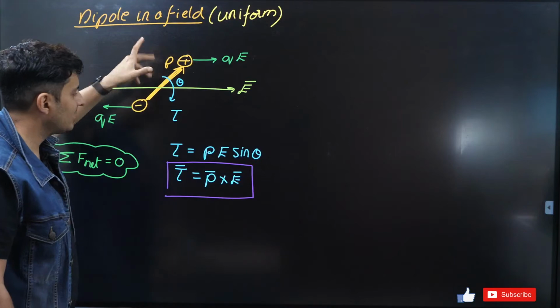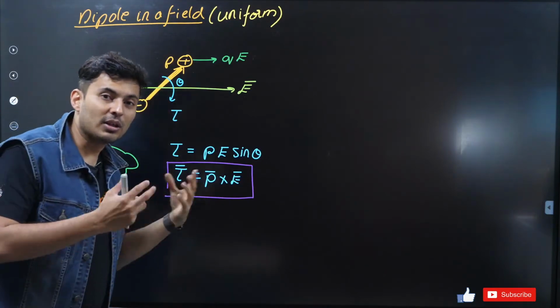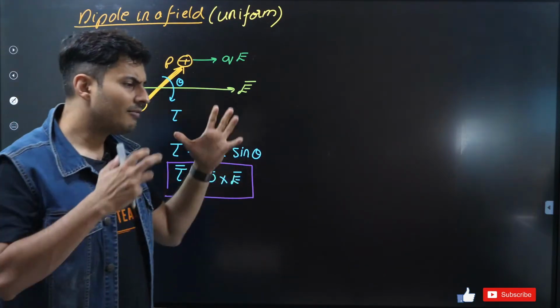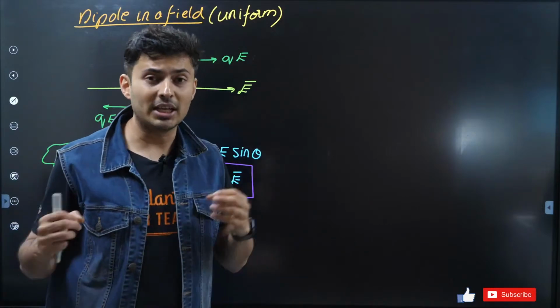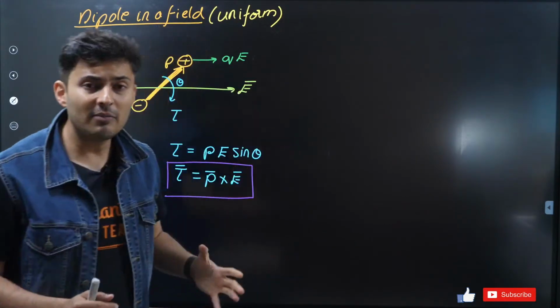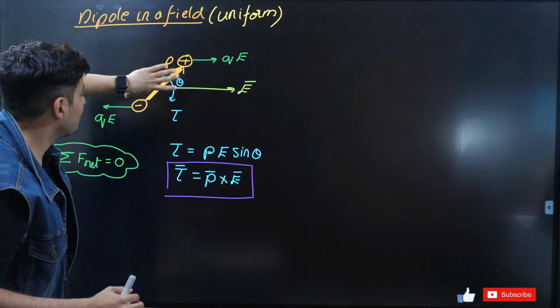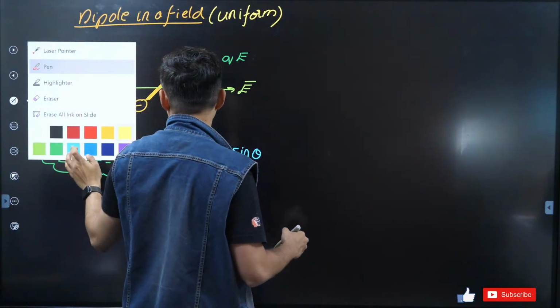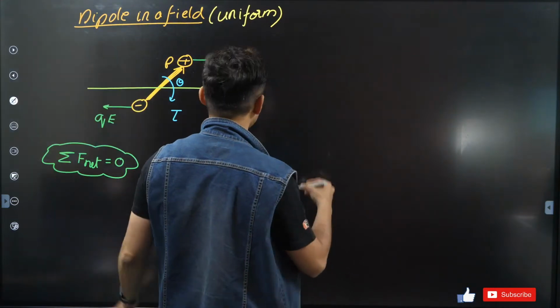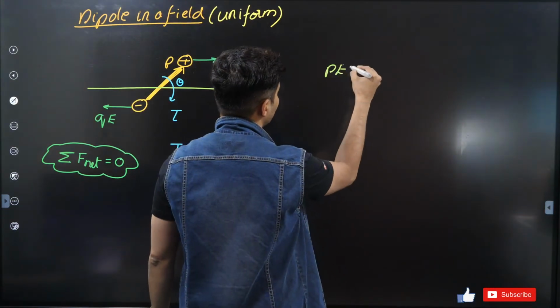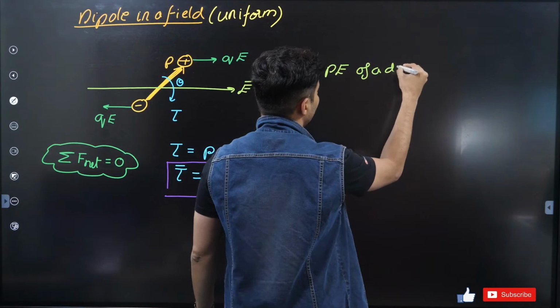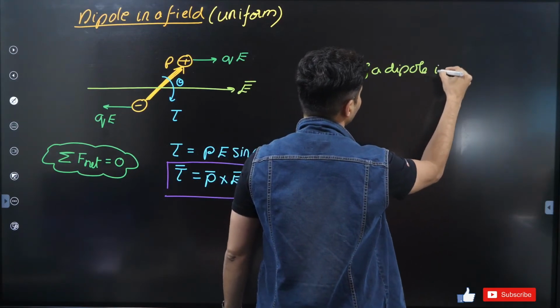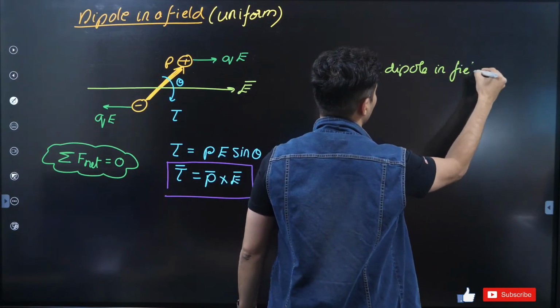Now, because there is a torque, there will also be energy associated. Just like when there is a force, there is potential energy associated. In the same way, this particular dipole behaves like a spring and there is potential energy associated with it. Very important: potential energy of a dipole in a field, of a dipole in a uniform field.